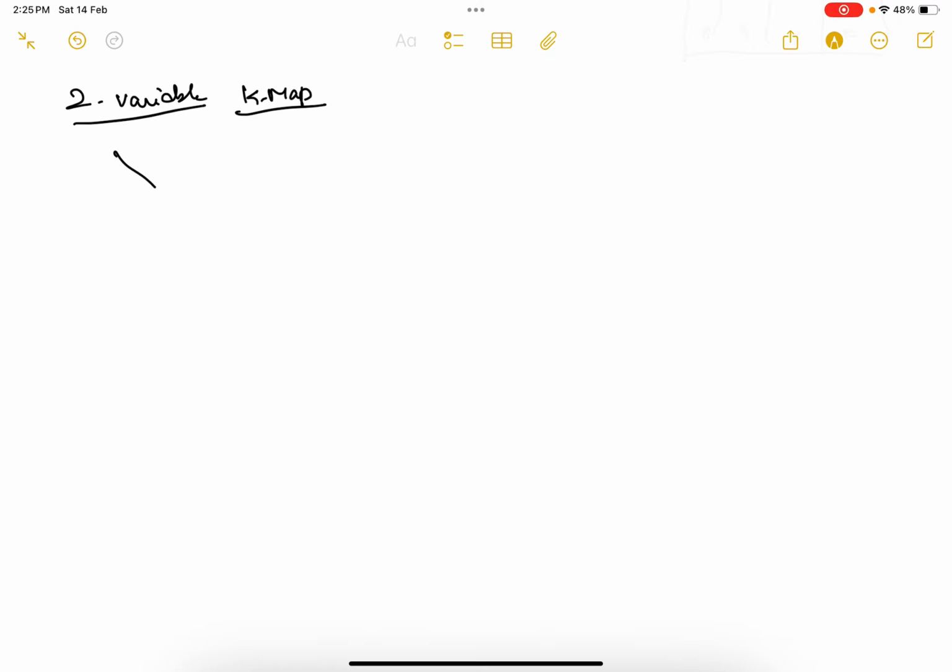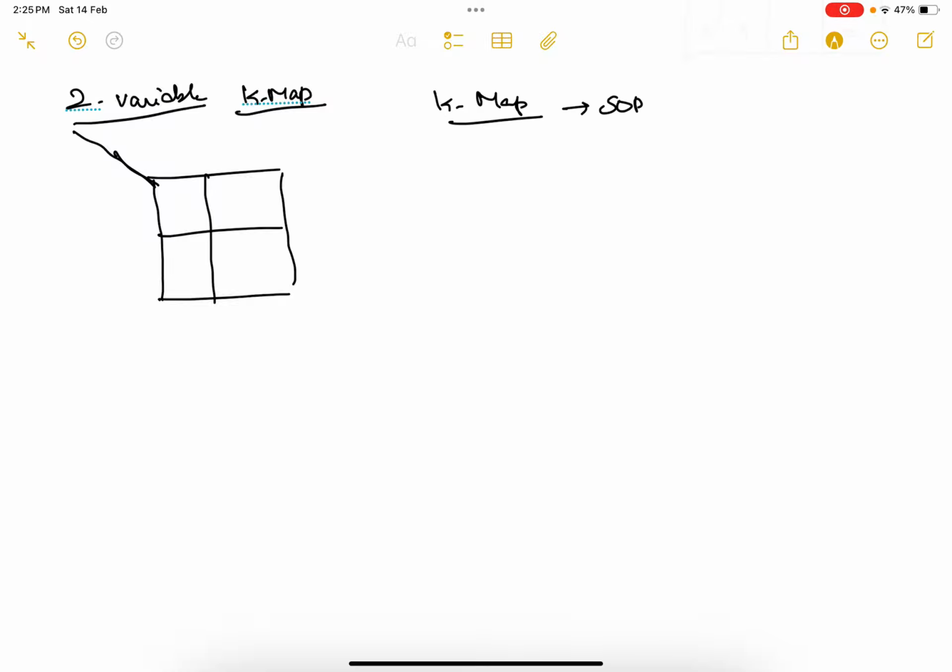So what is called here a 2 variable K-map function. Okay, 2 variable K-map. As I have explained to you, we are going with your 2 cross 2 matrix. So this is your 2 cross 2 matrix. Here the entire K-map we are going to represent only using your SOP form.